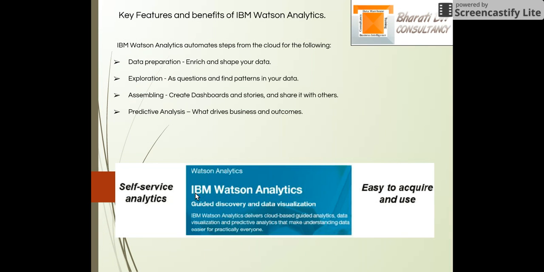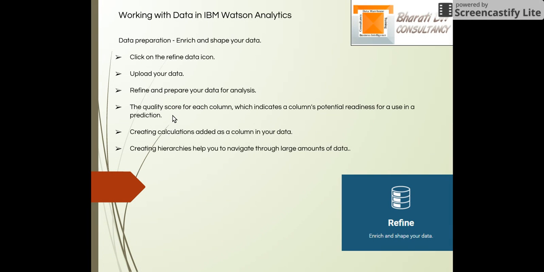So this is how it goes. IBM Watson Analytics automates steps from the cloud for the following: data preparation, exploration, assembling, and predictive analysis. So we are going to walk through the first step. As I discussed earlier, the first step is to refine your data set, and you have to click on this refine data item, upload your data, and prepare your data for analytics.